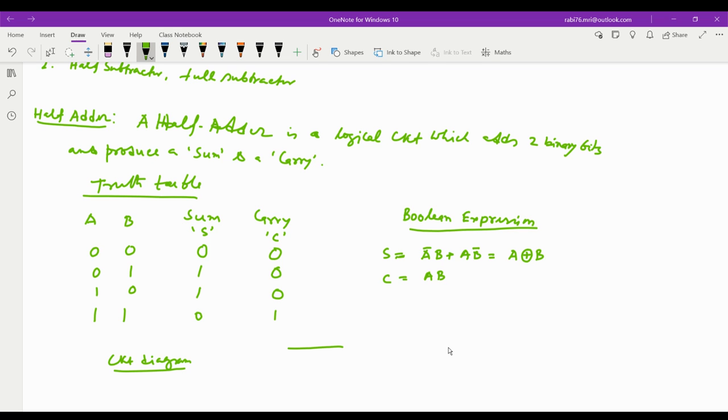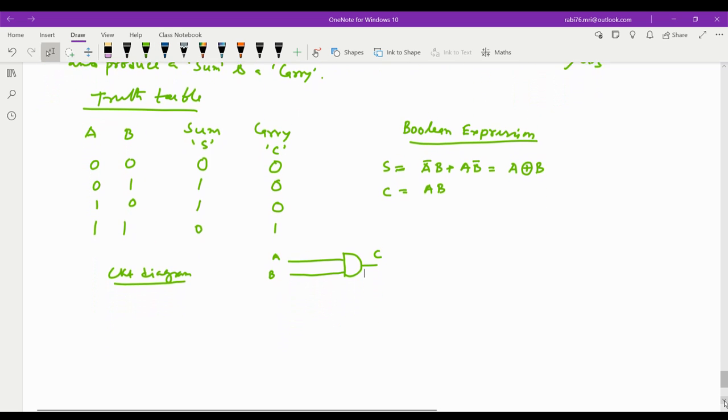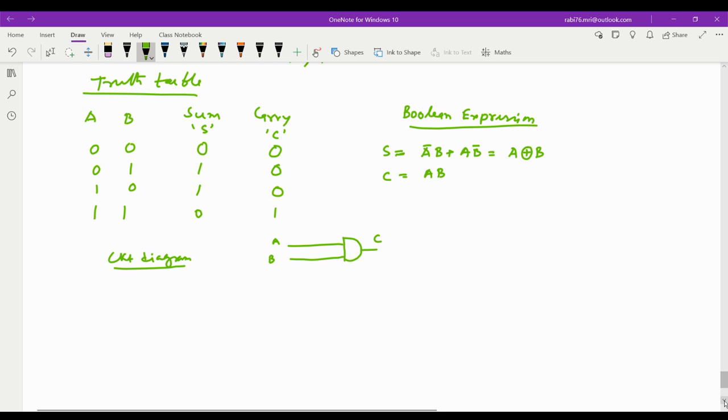This is input, two inputs A and B. This is A and this is B, right? So these two will go to the input of a NAND gate, I'm sorry, AND gate. So this will be your carry C, and the same two inputs will go to the exclusive OR gate.